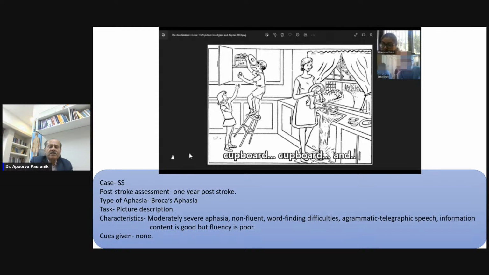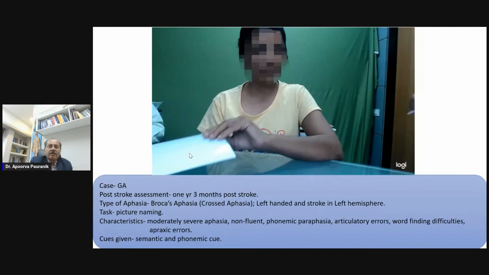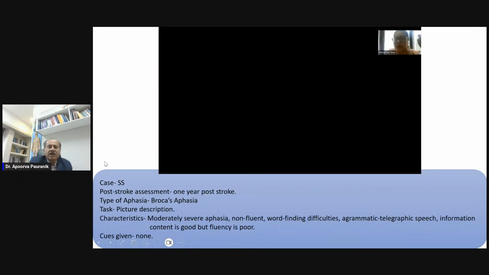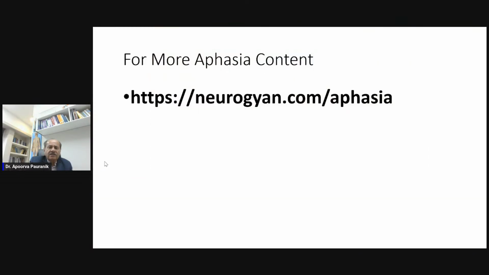So we use these picture descriptions as a part of therapy also. So all these are examples of different types of aphasia. I think I will conclude without any slides.